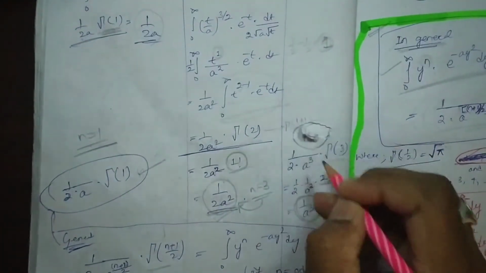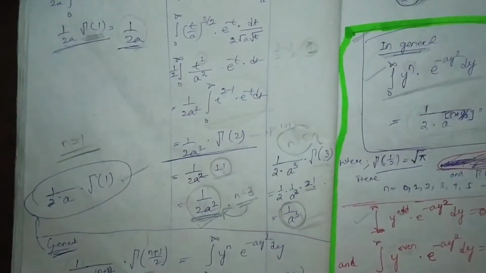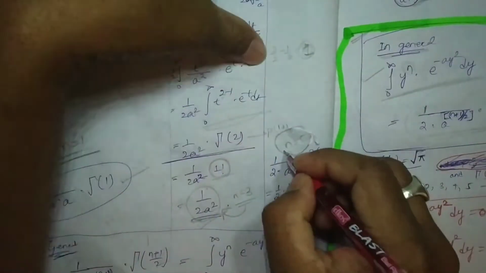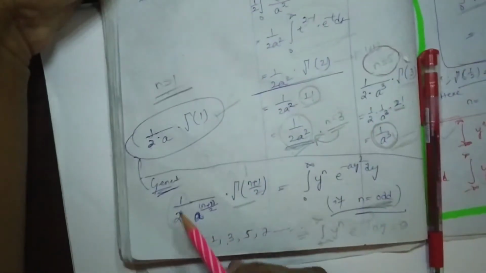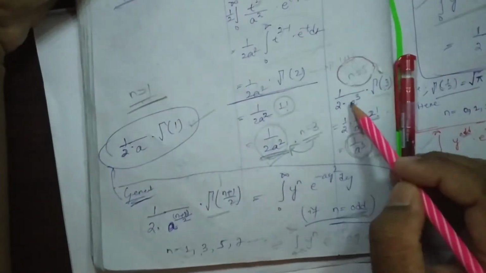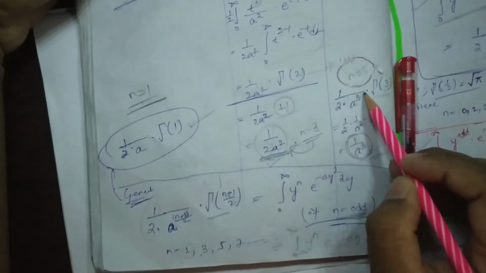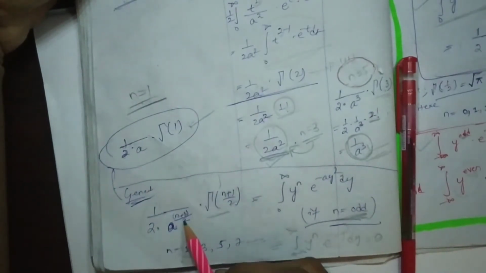Now we have to consider n is equal to 5. If we consider n is equal to 5, then are we going to get the same answer or not, that we have to validate. So n equal to 5, you just check it here. 1 by 2 is there, into 1 by 2 into a to the power n plus 1 by 2. So n plus 1 by 2 means 5 plus 1, 6 by 2 equal to 3.